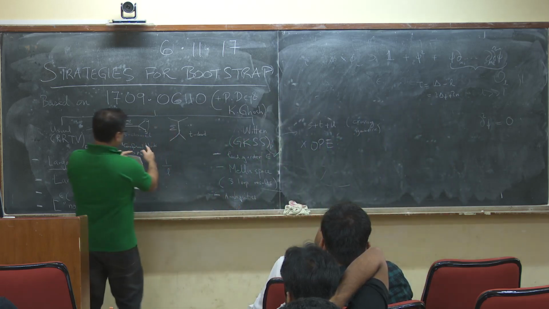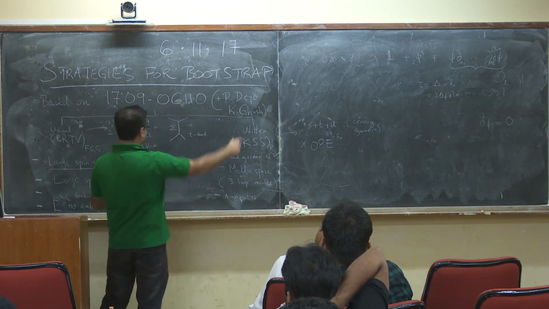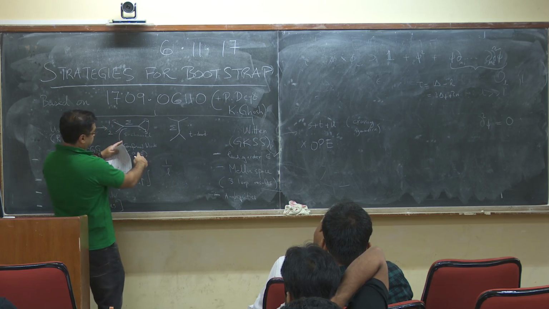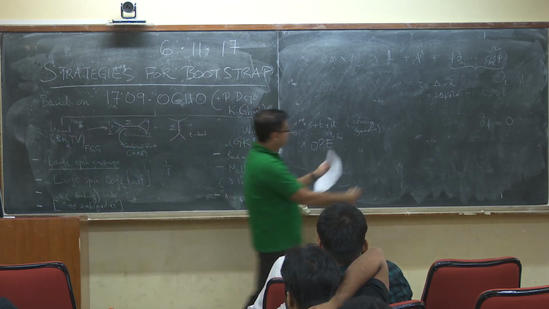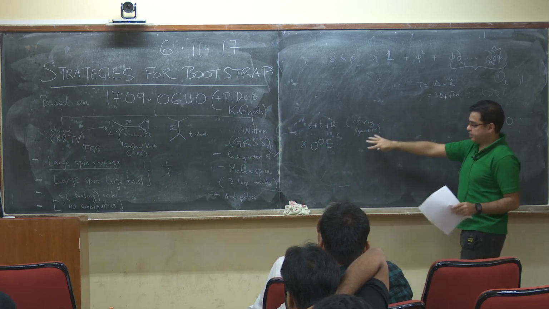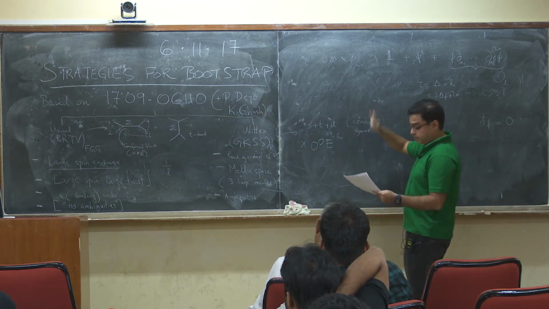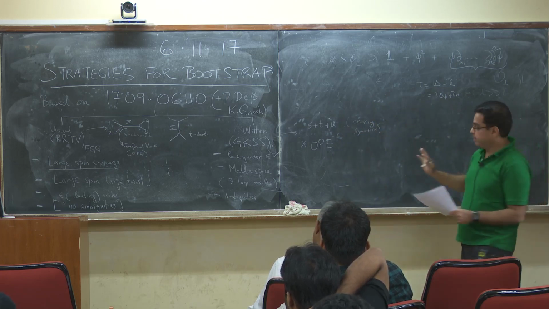So as you can see, the logic has been flipped in the two approaches. Here you're expanding in terms of something that is consistent with OPE, but crossing symmetry is imposed later. Here you're expanding in terms of things that are crossing symmetric, and you're imposing consistency with OPE later. So this is the philosophy.